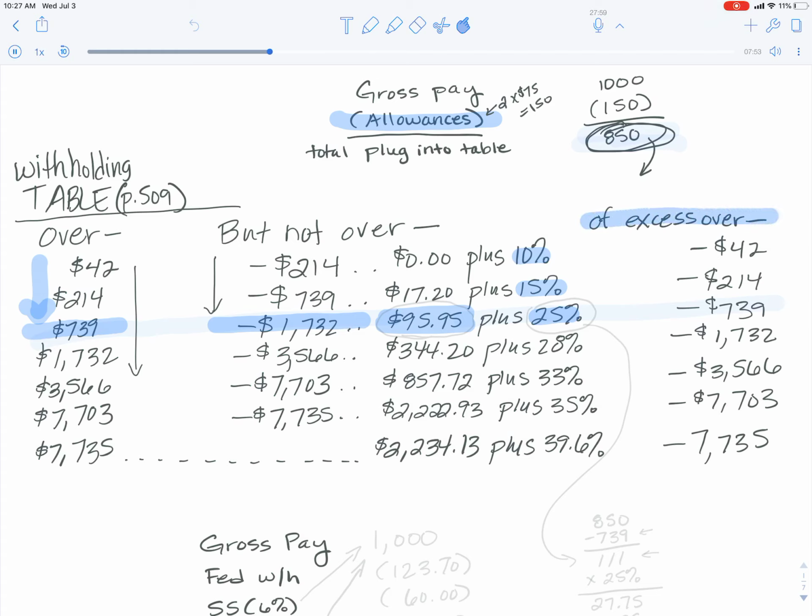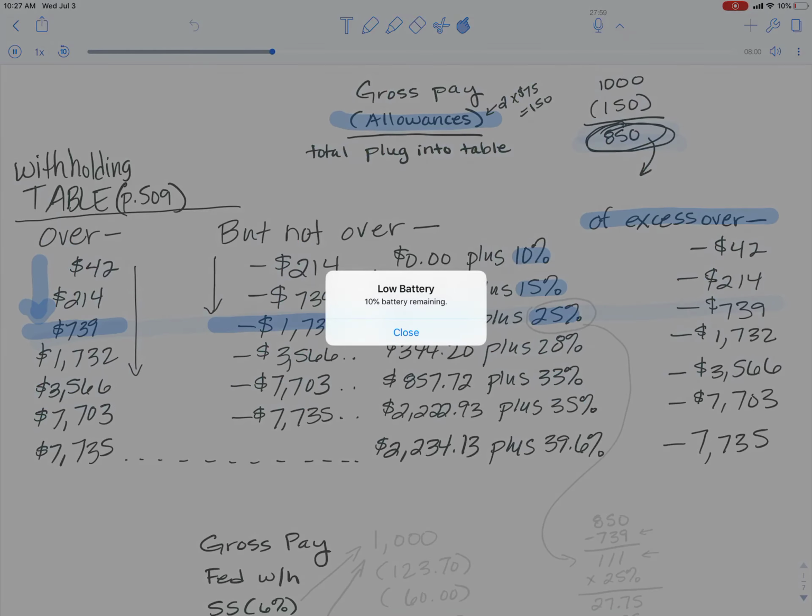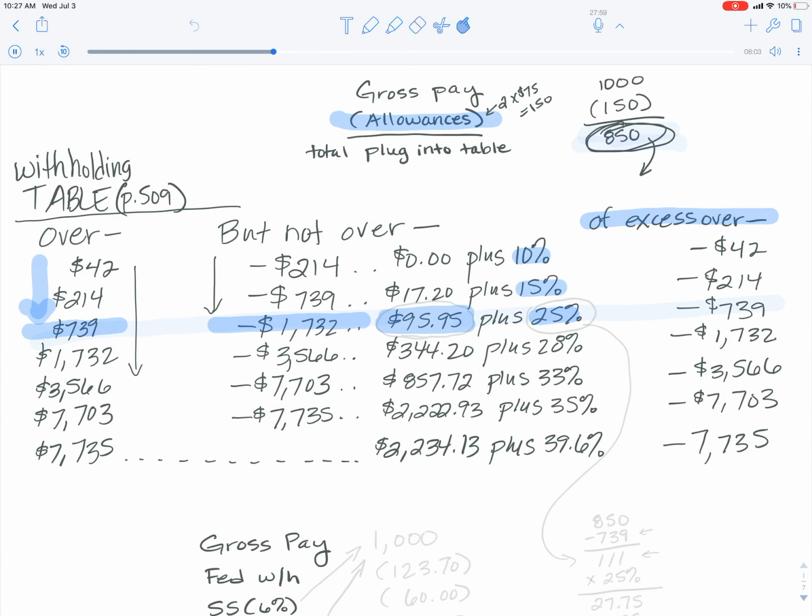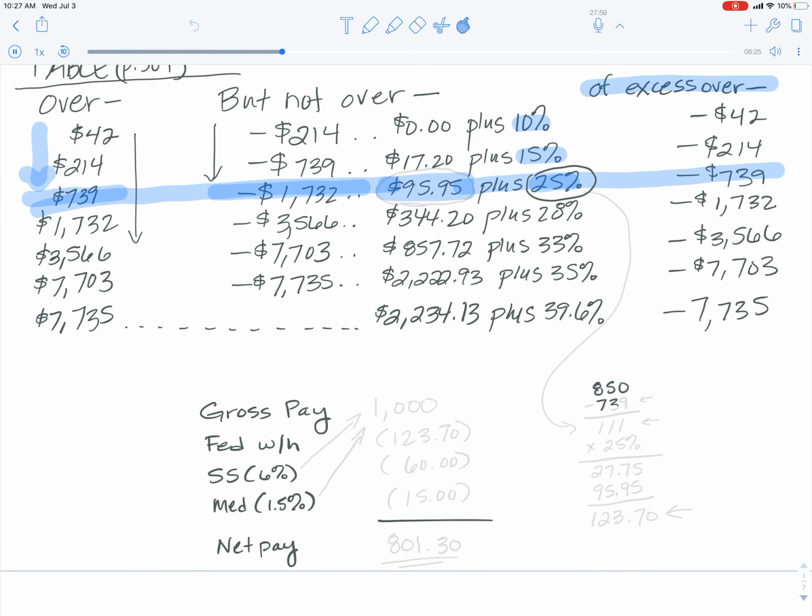So let's do that together. Let's just start. $850 is what we're plugging into the table. And we've decided we are in this 3rd row here. So it says for any excess over $739, it's going to be 25% tax. So let's take out $739 because taxes on $739 have already been calculated for you. What's left over that hasn't had tax calculated is $111.